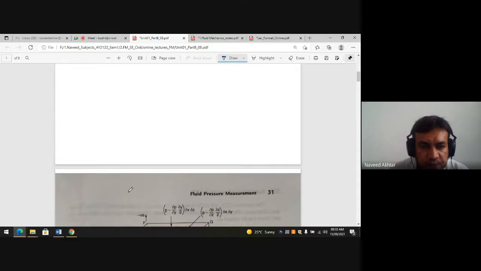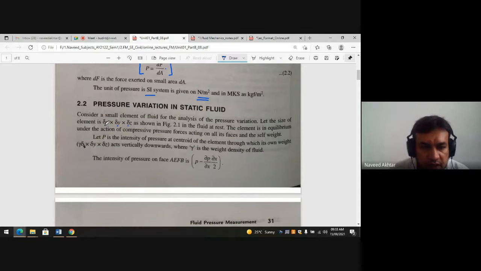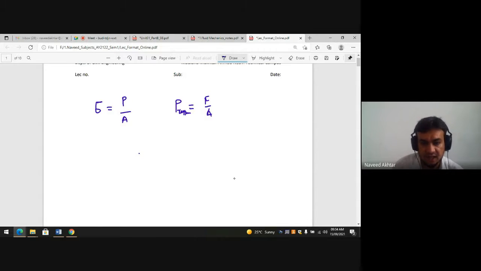Okay. So you understand this, the element we have taken. You can see here the small element having dimensions delta x, delta y, delta z, shown in the figure in the fluid at rest. In the fluid at rest, because we are studying the fluid at rest, that is hydrostatics or fluid statics. The element is in equilibrium under the action of compressive pressure forces acting on all its surfaces and the self weight.